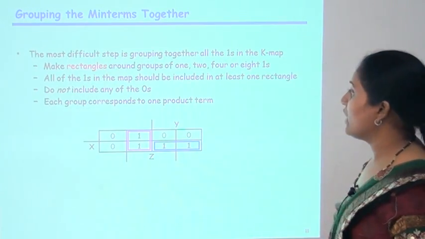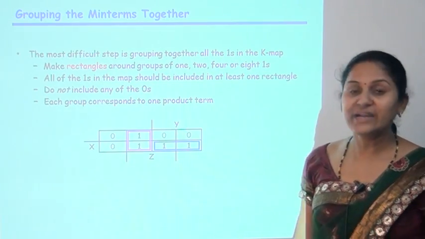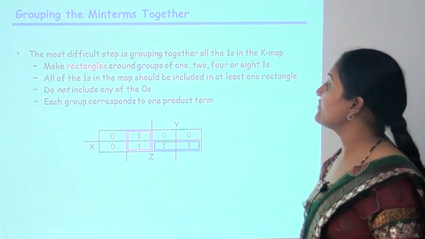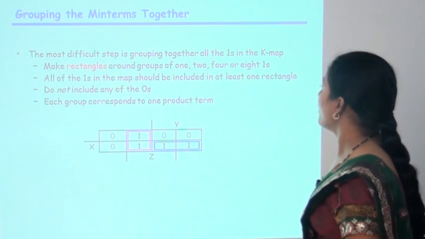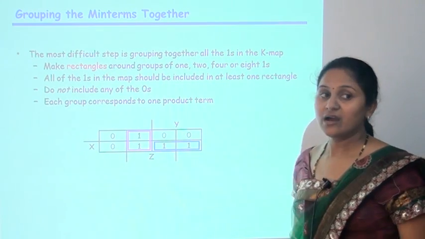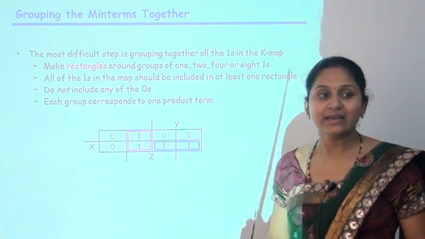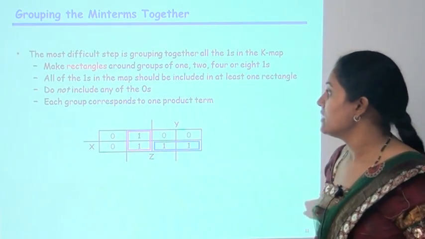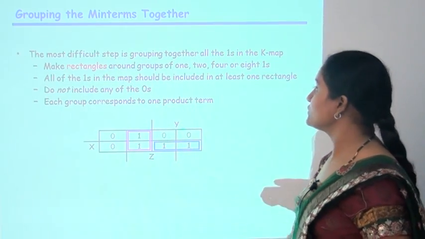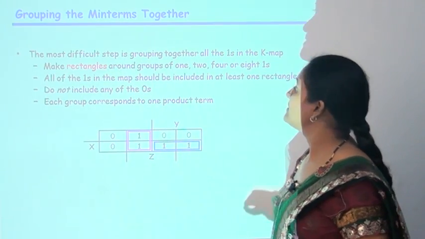Now, how will we group the minterms? The most difficult step is grouping together all the 1s in the K-map. Our main difficulty here is to group all the 1s in rectangles. So make rectangles around groups of 1, 2, 4 and 8 1s.